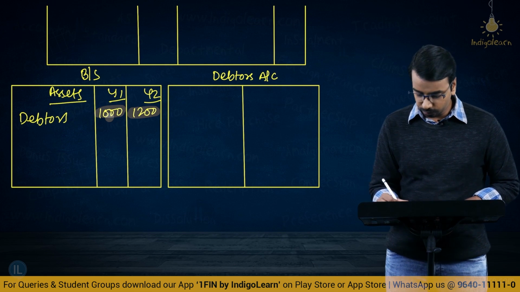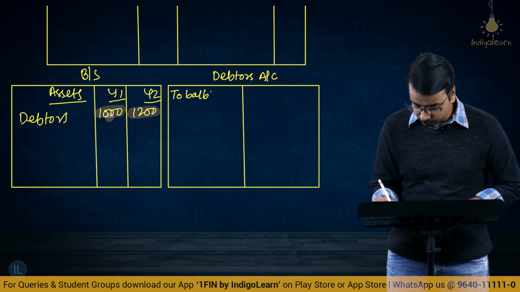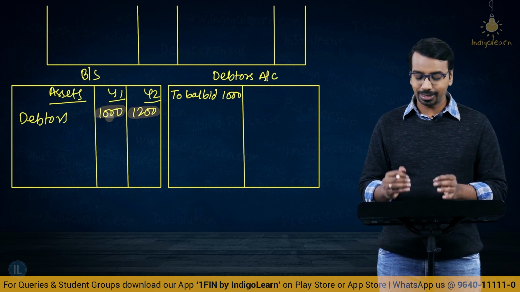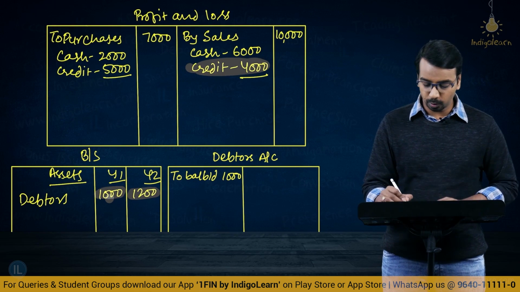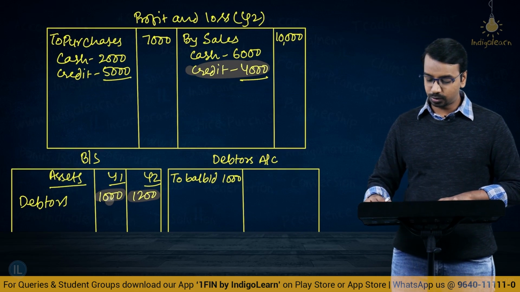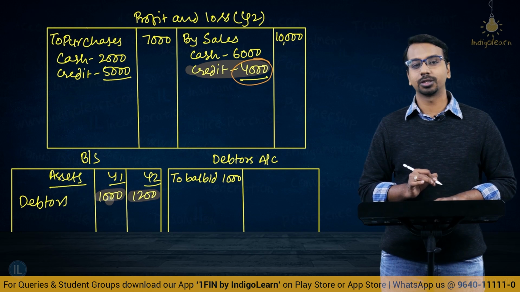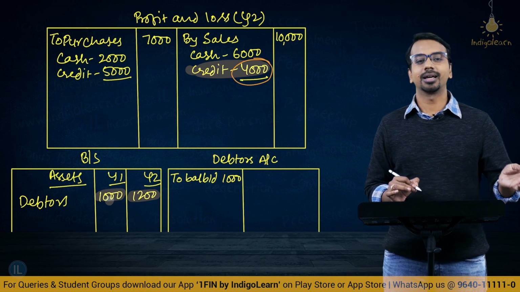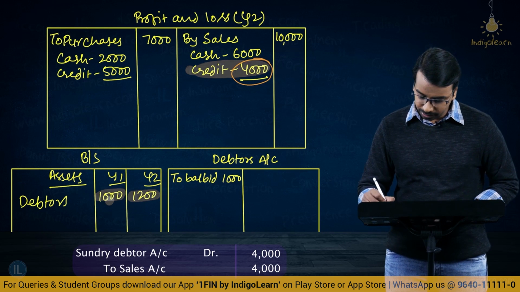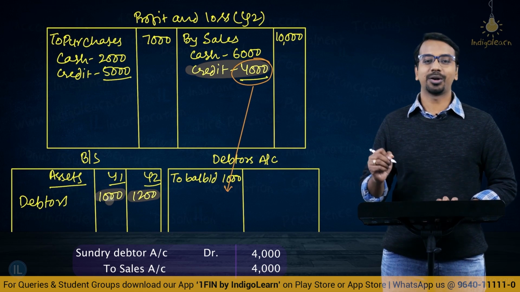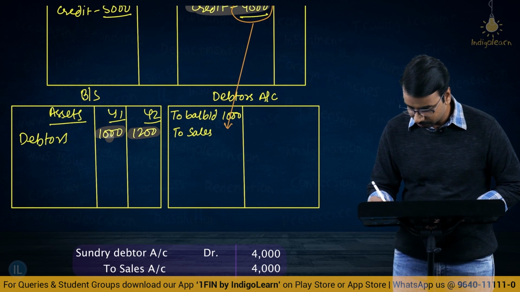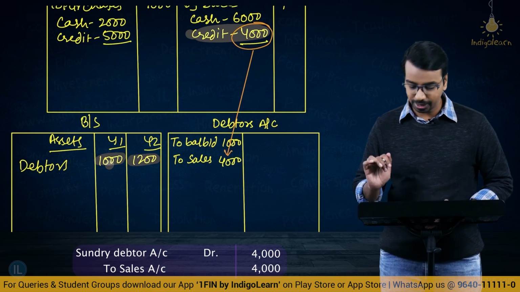Now, when you prepare the debtors account, you know to balance brought down the amount is 1,000 because it is given that as at year 1 end the balance is 1,000 and we are talking about profit and loss account of year 2. Okay. So, to balance brought down 1,000. Then you made credit sales of 4,000. When you made credit sales, what will be the entry? Sundry debtors account debit or the respective debtors account debit to sales, right? So, this 4,000 will come and sit on the debit side of your debtors account. So, in debtors account you will say to sales 4,000, right? To sales 4,000.